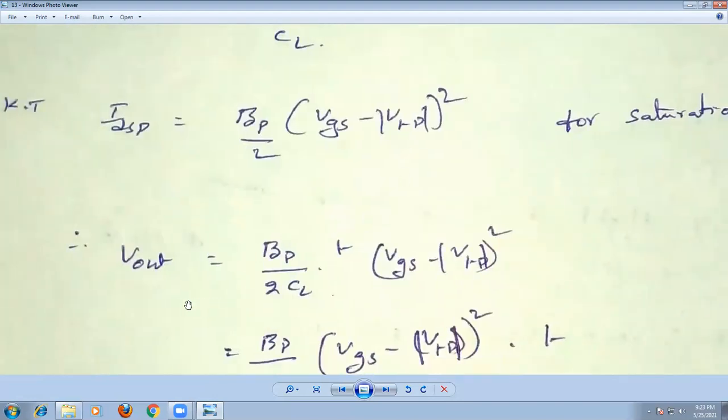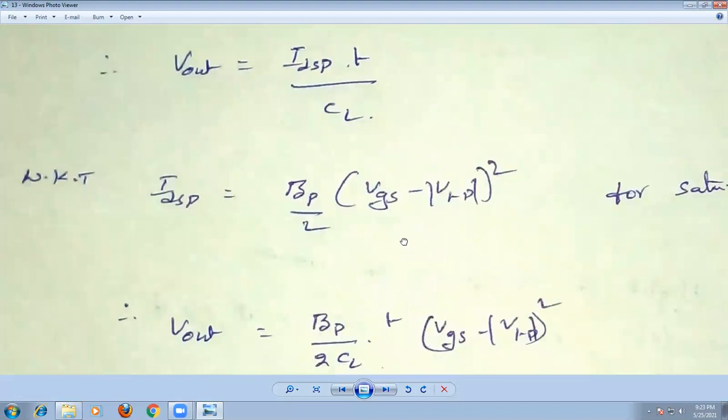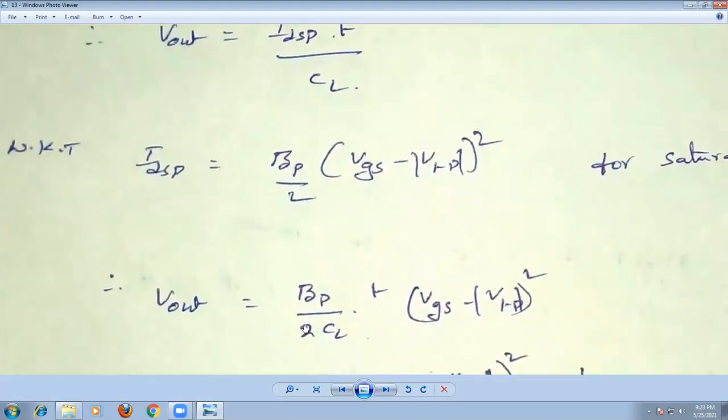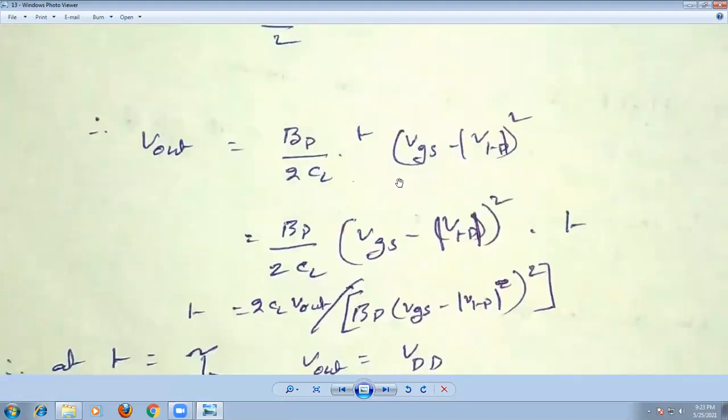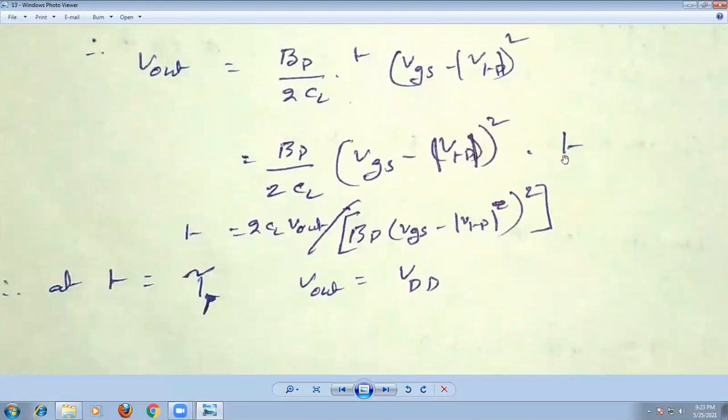Therefore, V out is equal to IDSP into T divided by CL. IDSP can be replaced by beta P by 2, so V out equals beta P by 2 CL into T, into (VGS minus magnitude of VTP) whole square. This is the equation. Now rearranging this equation, and solve for T.